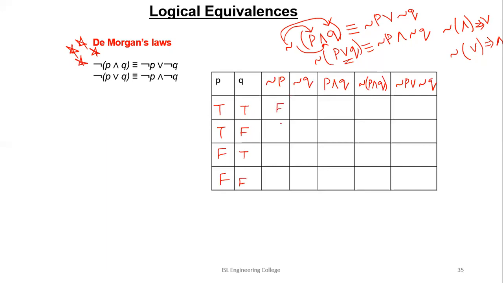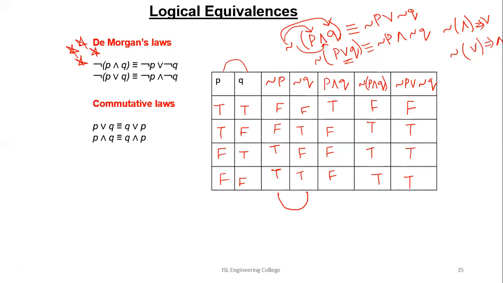Negation P will be false, true, false, true. Now we have to perform AND on these two columns. So AND will be true and then all false, because AND is when both of them are true, then true. Now we have to apply negation to this column, so this will become the opposite. After that, we have to perform OR on these two columns. So for that, it will be false because both of them are false. The rest all will be true. Okay.